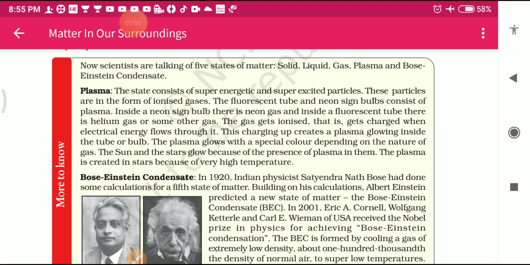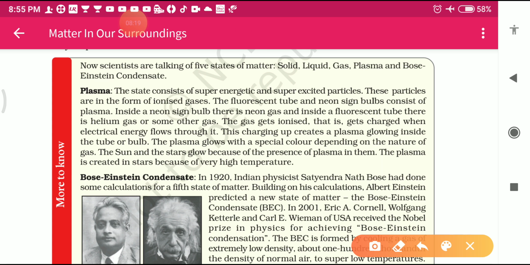Yes, the plasma glows. Sometimes it glows yellow, sometimes white, or green, and many other colors also. It depends upon which kind of gas we are using here. Now, the sun and the stars glow because of the presence of plasma in them.